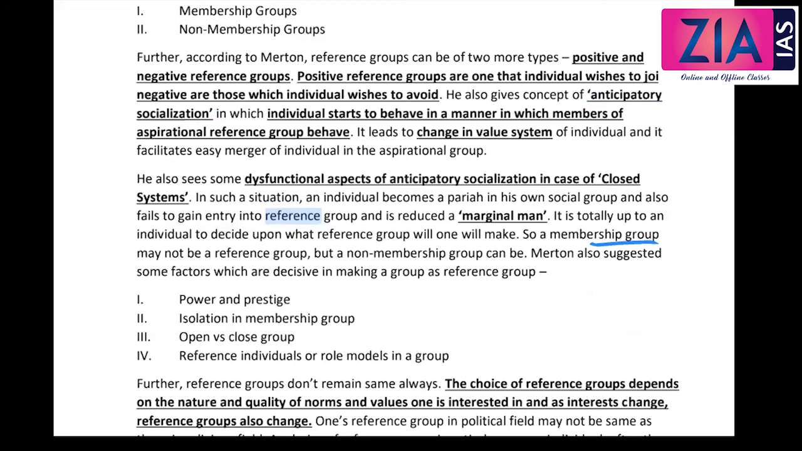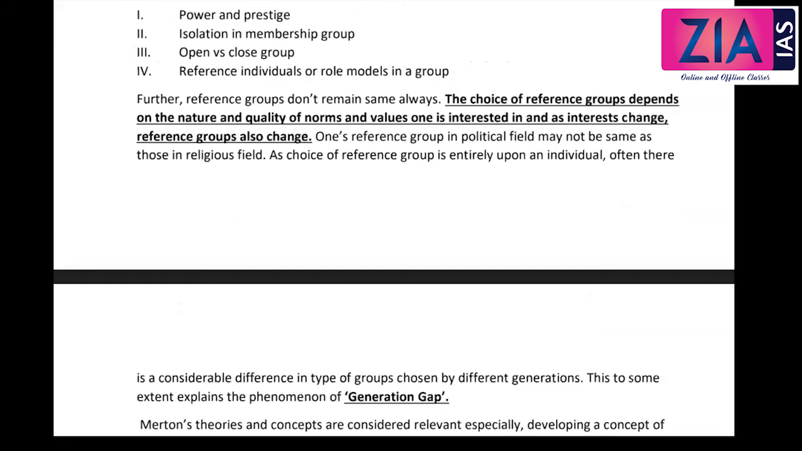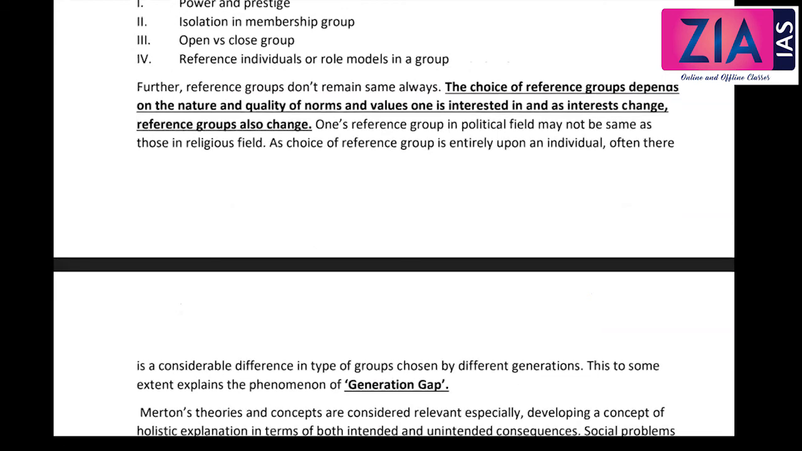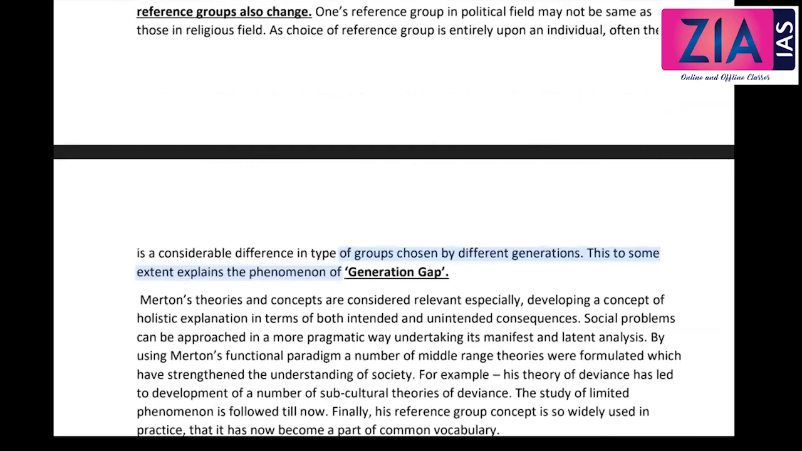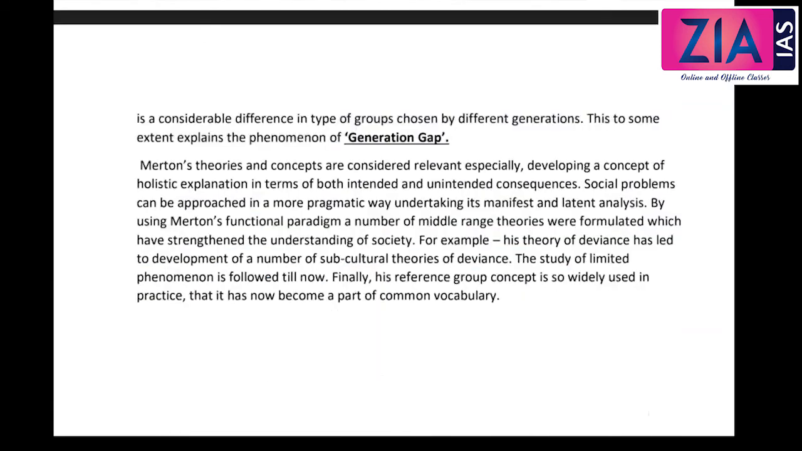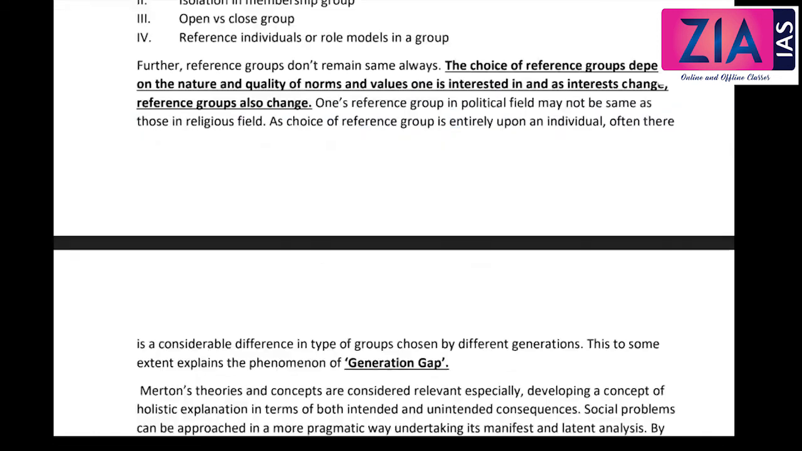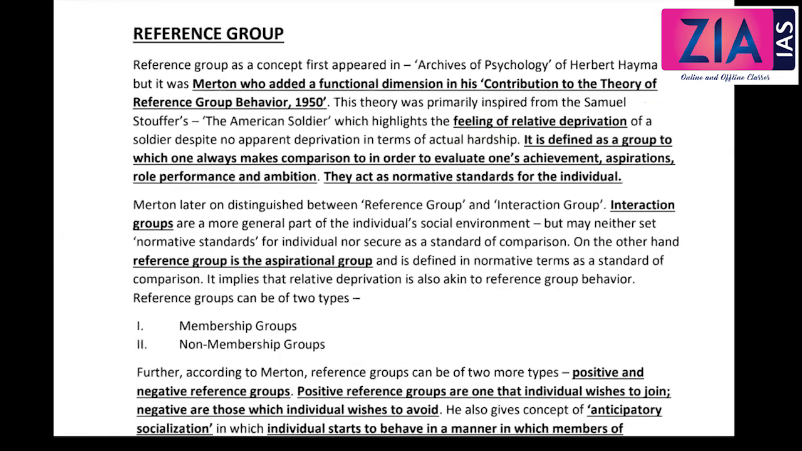Merton also suggested some factors for selecting the membership group, and this is with respect to interest. As interest changes, the reference group also changes. And again, this interest depends on time, right? Based on that, there will be a generation gap. So that's about this concept of reference group. It's a very simple one. Any doubts here?